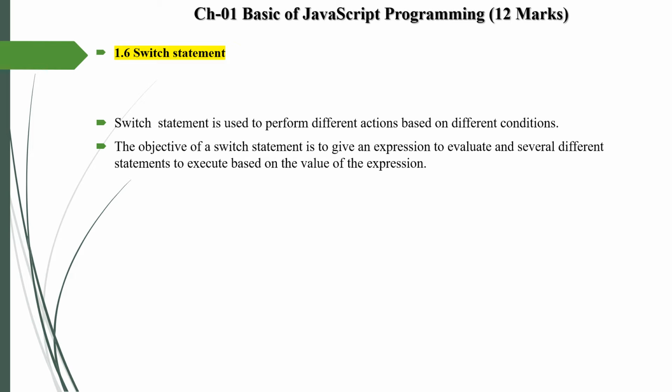The objective of a switch statement is to give an expression to evaluate and several different statements to execute based on the value of the expression. So we pass the expression or value in switch statement, and according to value, the instructions or the case is executed according to the value of expression or evaluation. So how it works?